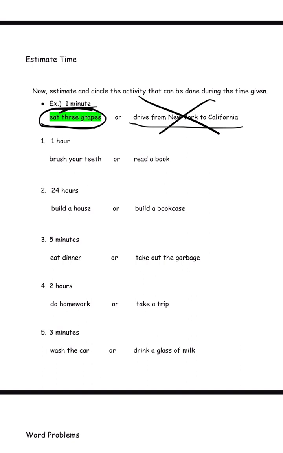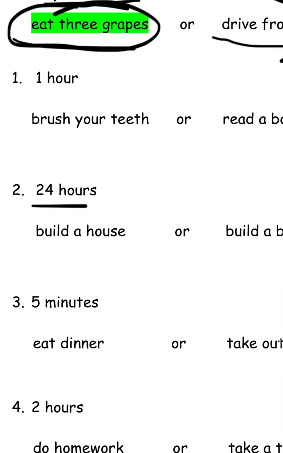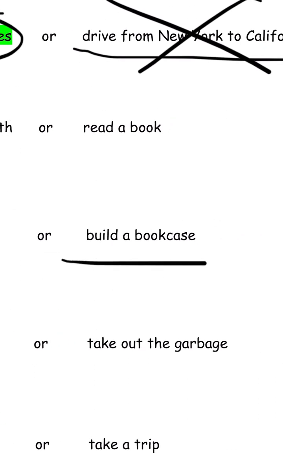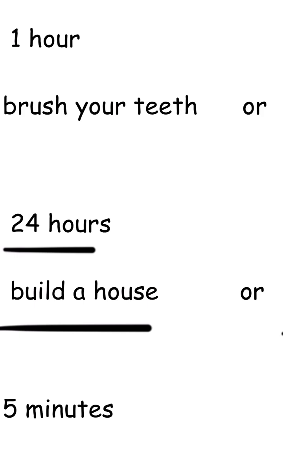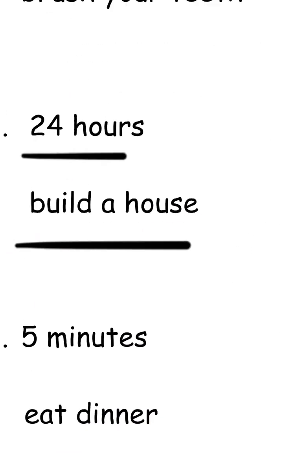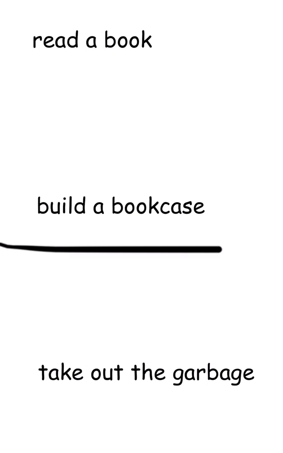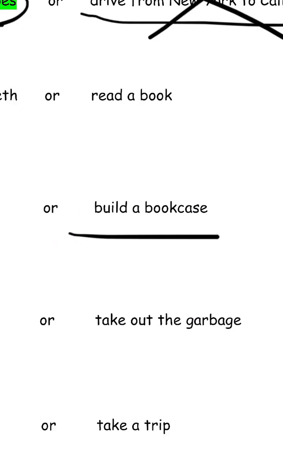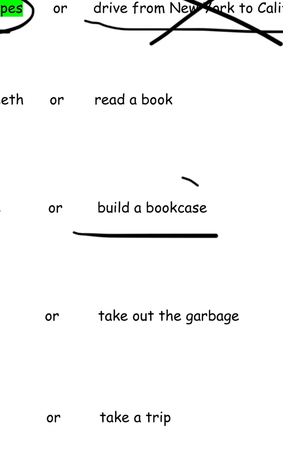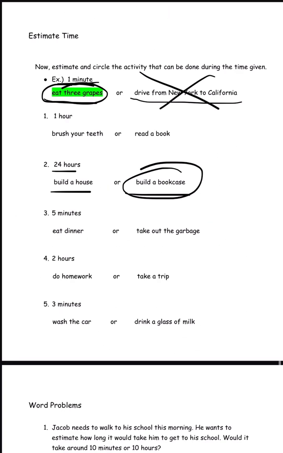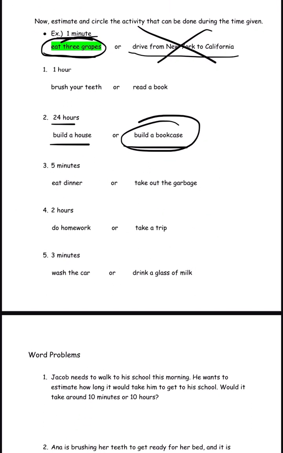Okay, let's look at number 2. We have 24 hours, and what would we be able to do? Build a house or build a bookcase. We have 24 hours, so we wouldn't be able to build a house, right? We wouldn't be able to finish it because it takes a long time to build a house. But building a bookcase can be done in 24 hours. So building a bookcase would be more reasonable.